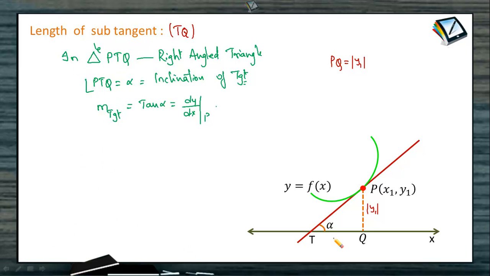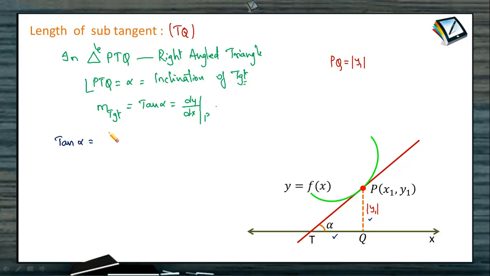Now which length is required? We need TQ. And what is our known data? We know the PQ length. So what is the trigonometric ratio that relates the opposite side of alpha to the adjacent side of alpha? Right, very good. Let's calculate tan alpha here.